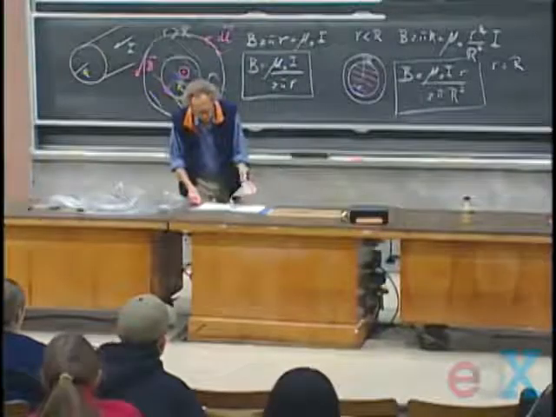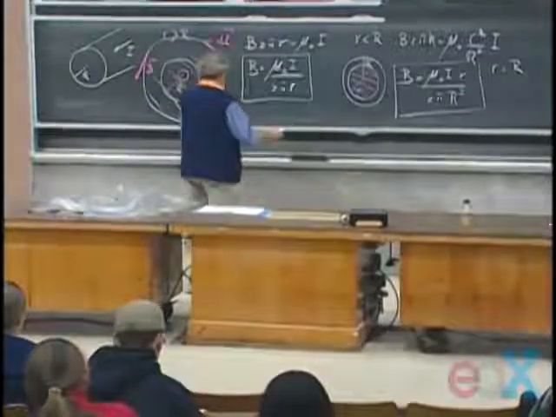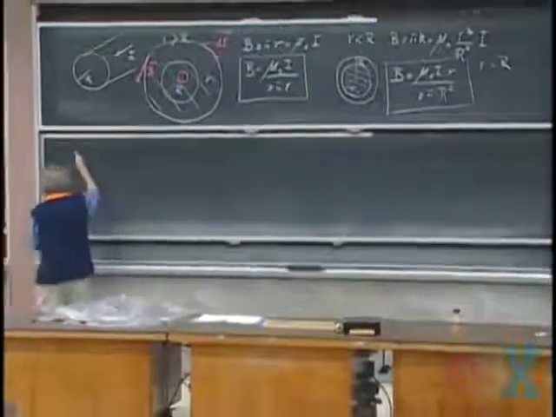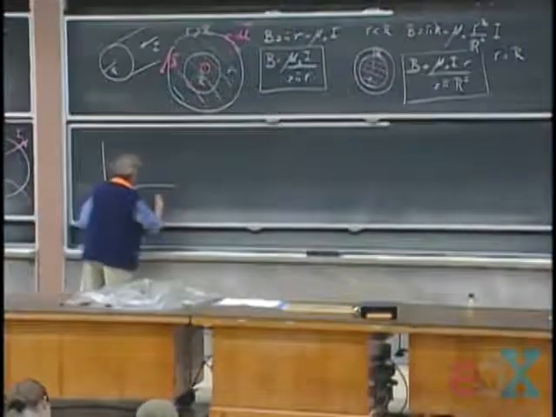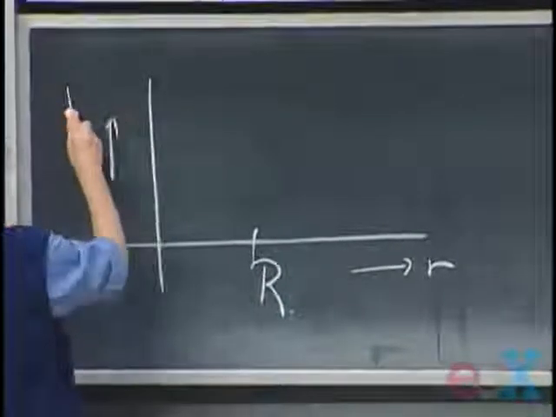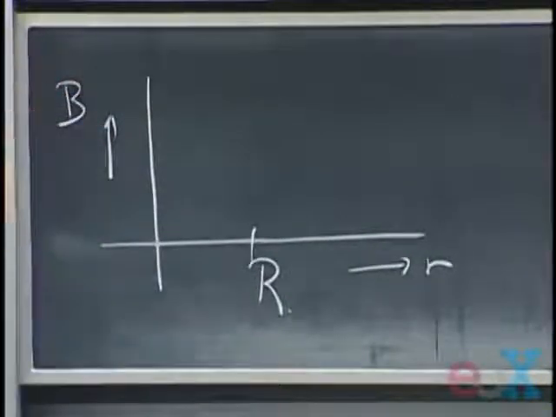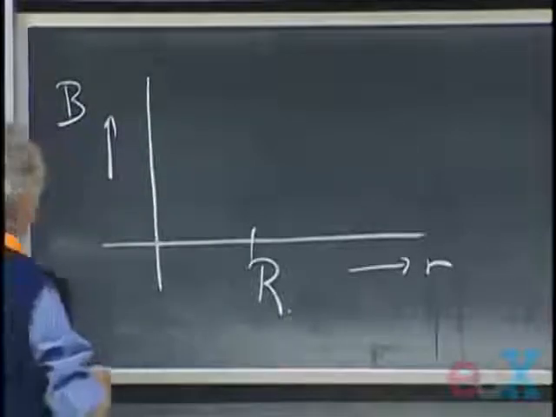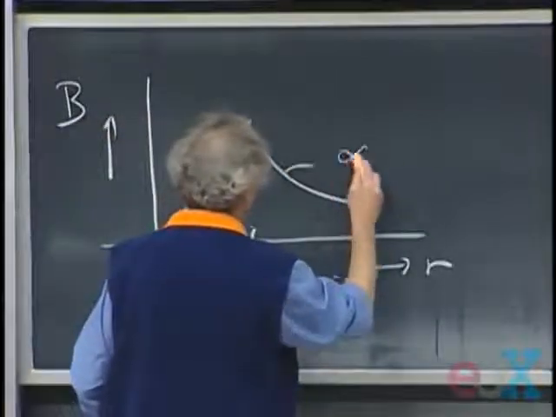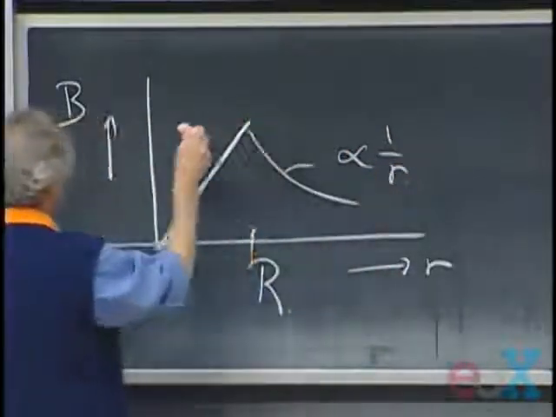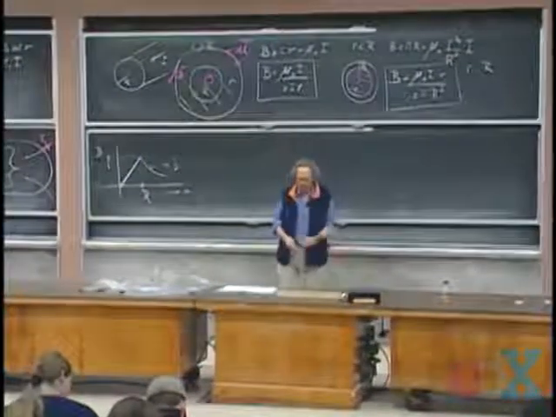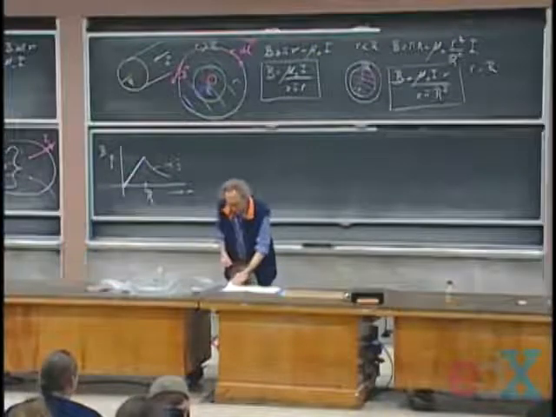And so if you make a plot of the magnetic field as a function of little r, then it looks like so. So this is little r, this is capital R, and this is the magnetic field strength, because we know that it is tangential to these circles. There would be a straight line, and then here it falls off as 1 over r. And the maximum value here is the value that you find there if you substitute little r equals capital R.